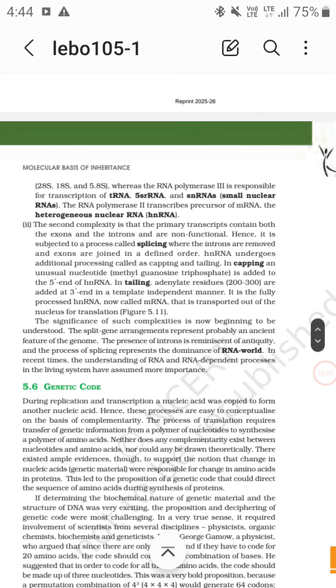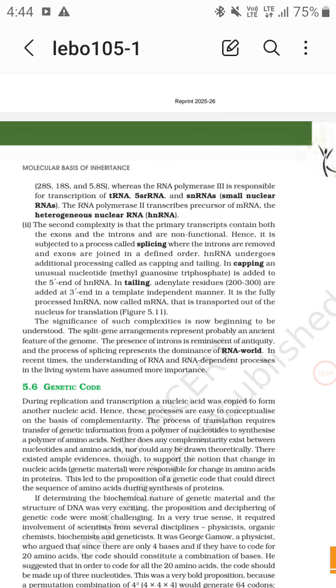The second complexity is that the primary transcript, that is hnRNA, heterogeneous nuclear RNA, contains both the exons and the introns, and these are non-functional. So there is a processing step, that is splicing, where the introns, that is the intervening, unnecessary sequences, are removed, and the exons, which are coding, which are necessary, are joined in a defined order.